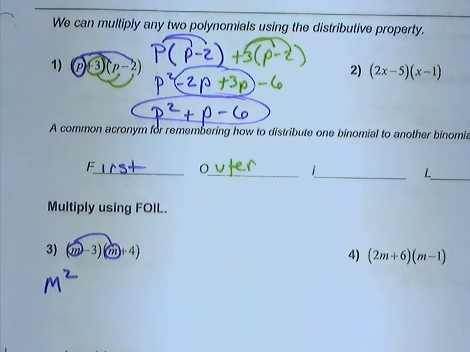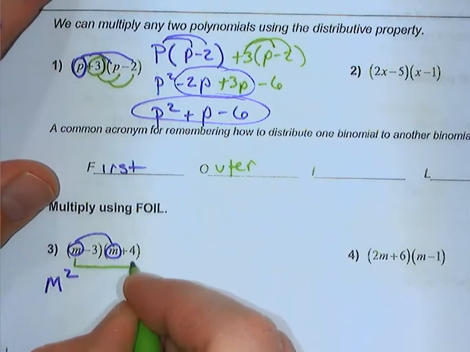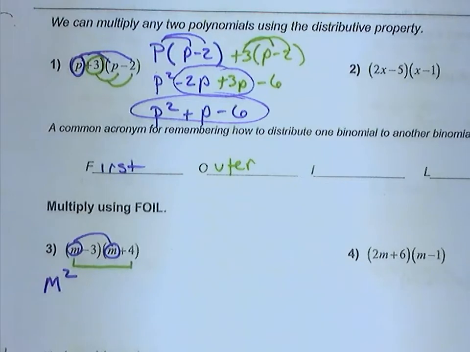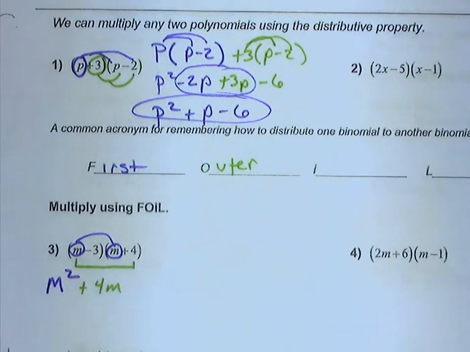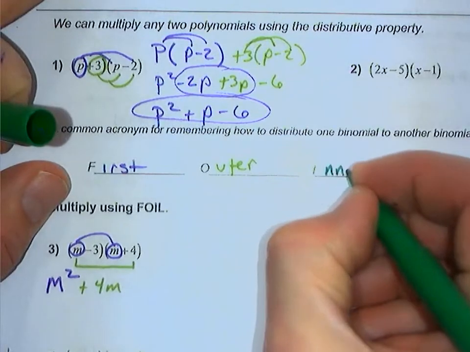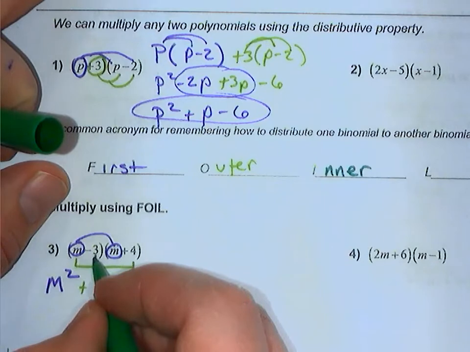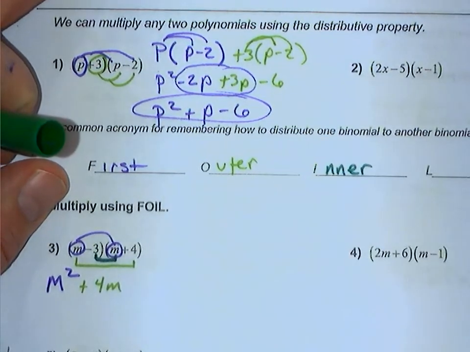Then I'm going to take my outer terms. O is for outer. I'm going to multiply. So the outside terms are m and 4. What's m times 4? 4m. I is for inner. I'm going to take my inner terms, the two right next to each other on the inside, and multiply. I'm going to take negative 3 times m.